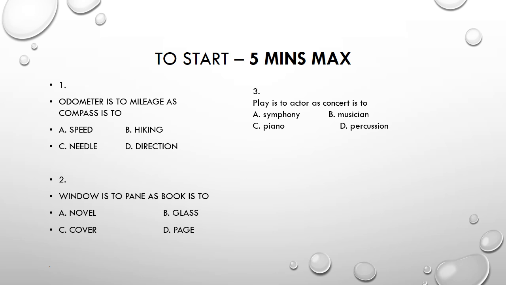Okay, sorted. So the answer is obviously window is to pane, this book is to what? Well, windows are made out of panes, you get panes of glass within windows. So books are made up of pages, you get pages within books. So a novel, of course, is a type of book. It might well have a cover on the book, but it's about the relationship of the words, what they actually mean and the relationship between them.